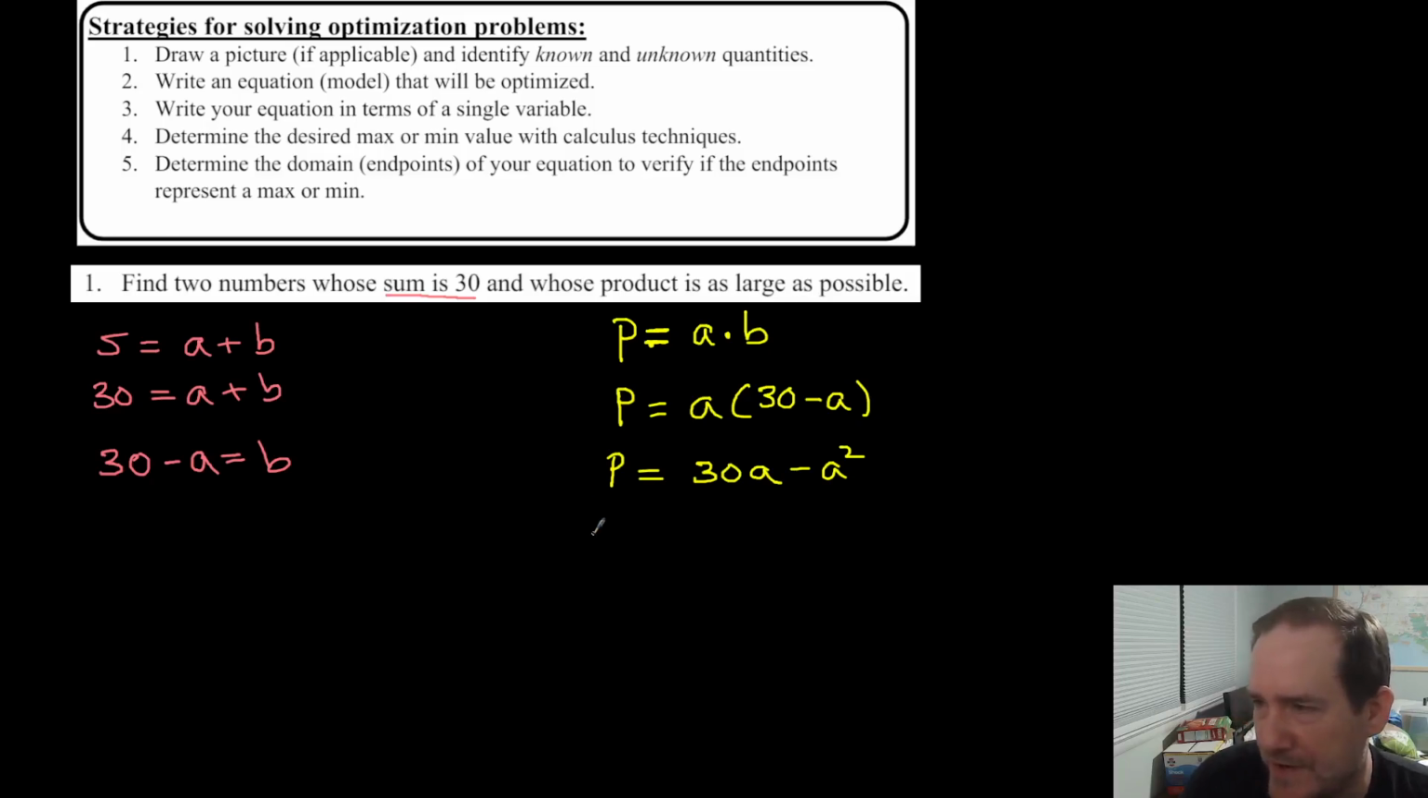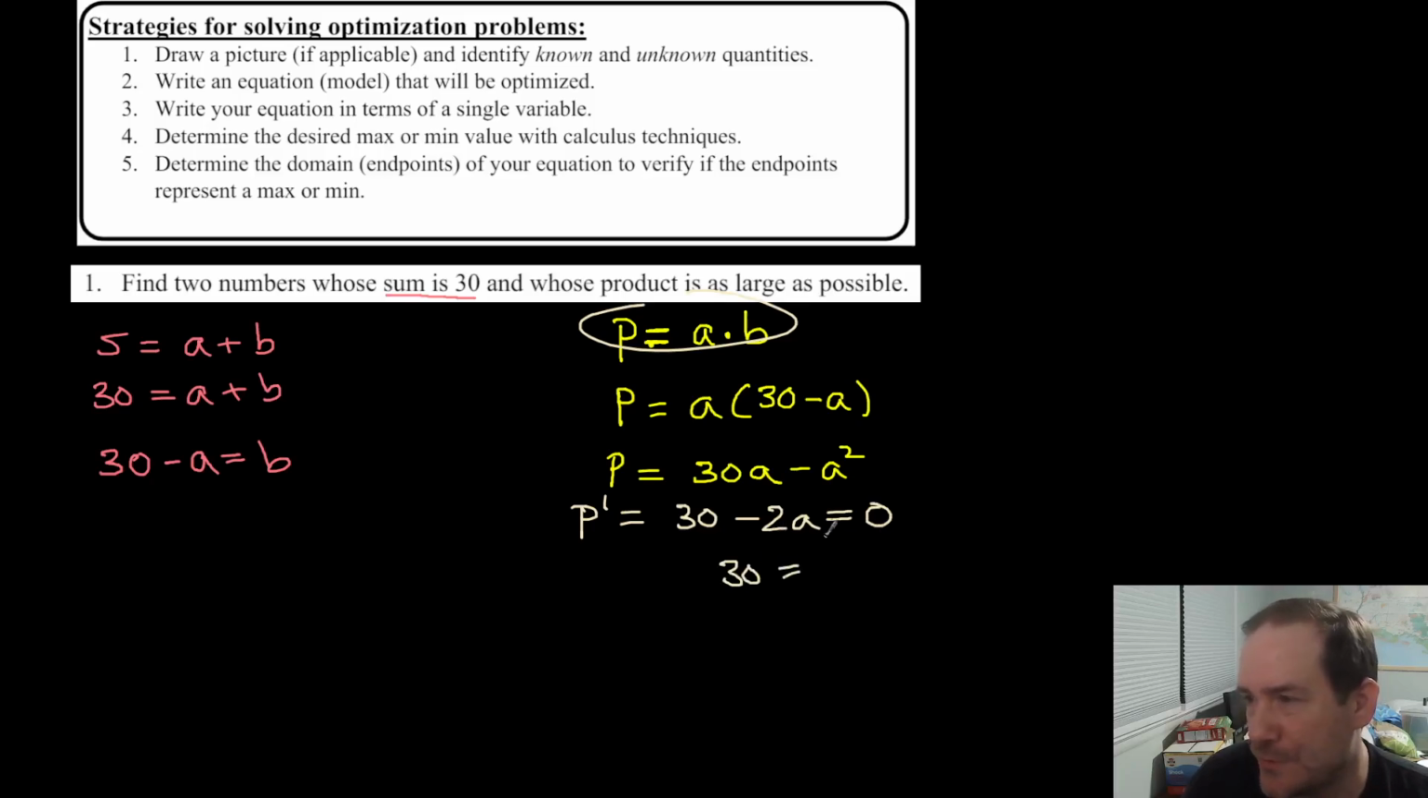So I'll differentiate it, and we get a p prime that equals 30 minus 2a. And I know that the only max or min of this original function has to occur when this derivative is 0. So I'll add 2a to both sides, and I'll divide by 2. And that tells me that one of the numbers is 15.